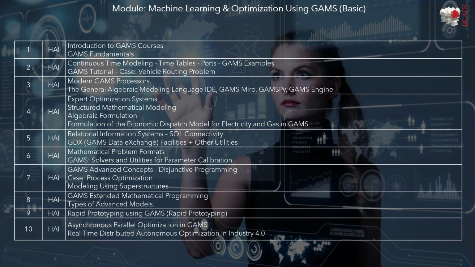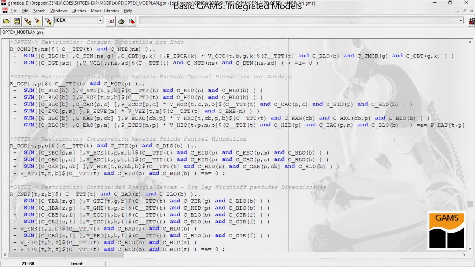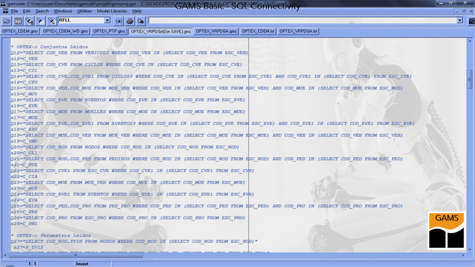The table presents the topic plan for the basic course. The module teaches the student how to use GAMS correctly, mainly to develop monolithic models. It includes the connectivity of GAMS programs to databases, to read parameters and sets, and to write optimization results.